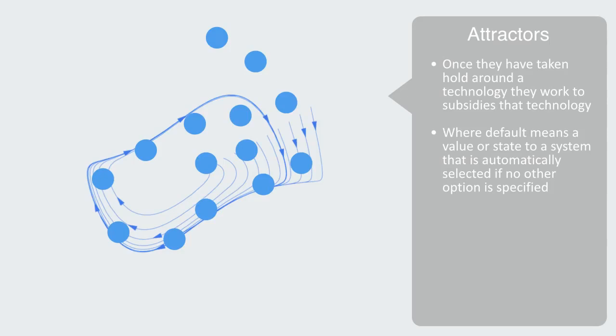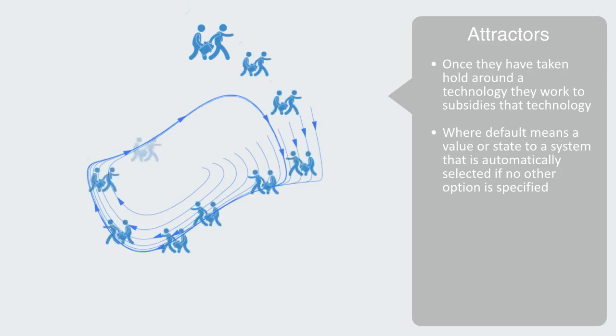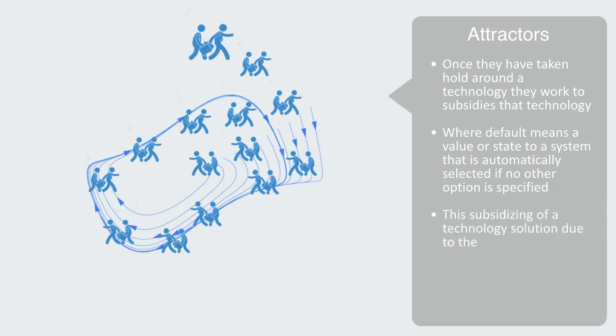New entrants to the industry or new adopters of the technology, without specific reason to do otherwise, will adopt this default technology because of the attractor around it. This subsidizing of a technology solution that comes with the network effect and negative externalities and the attractor space that it creates results in inertia, the resistance to change.